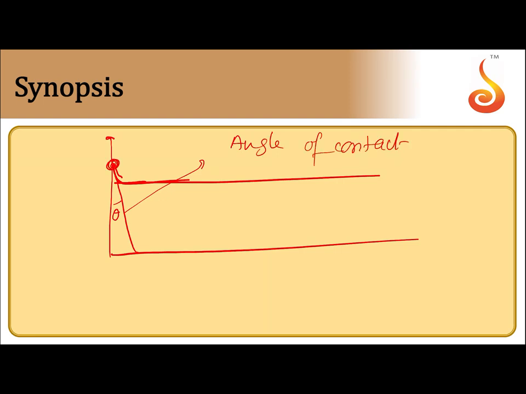So I draw a tangent at the point of contact, with respect to the liquid in contact, and I measure the angle between what? The tangent and the plane surface of the solid. This is what is called the angle of contact. That is nothing but the angle enclosed between the tangent plane at the liquid surface and the tangent plane at the solid surface inside the liquid. This is the angle of contact.